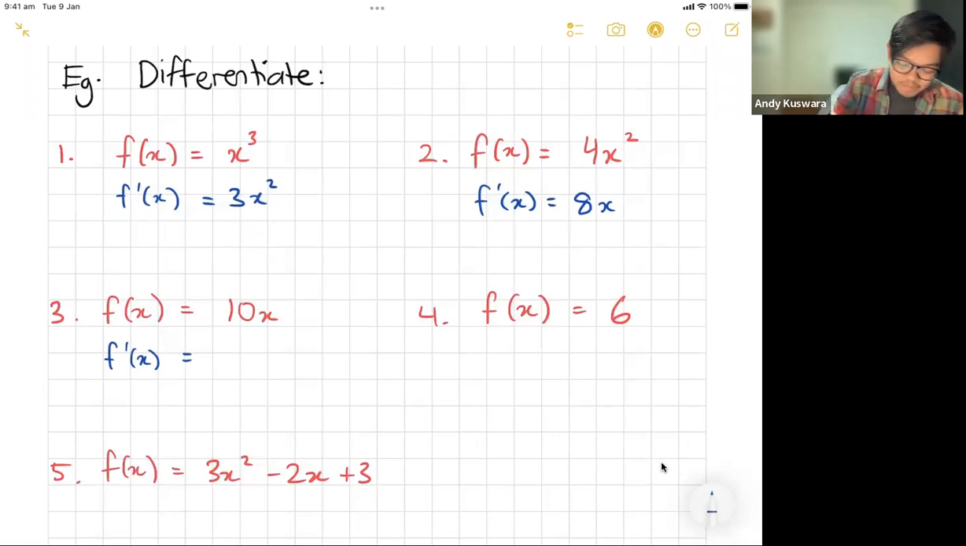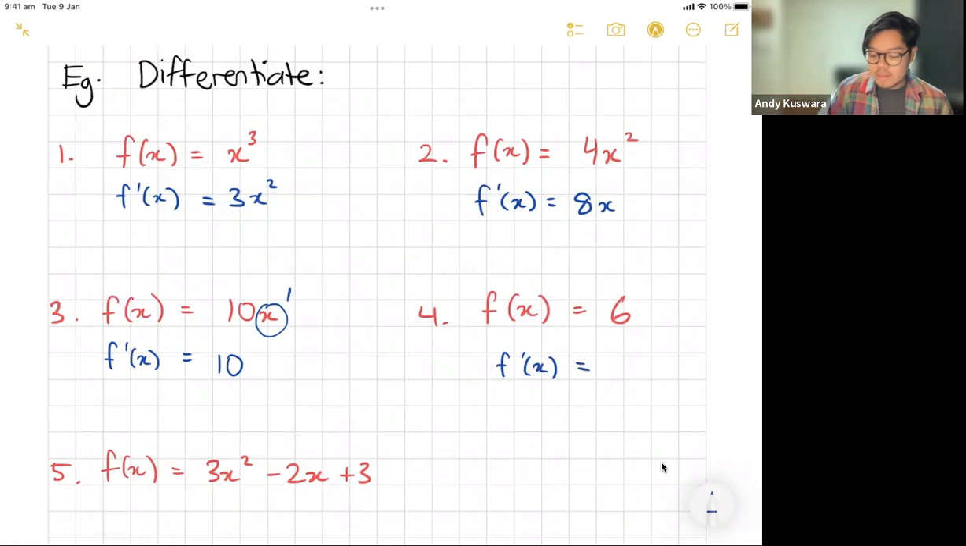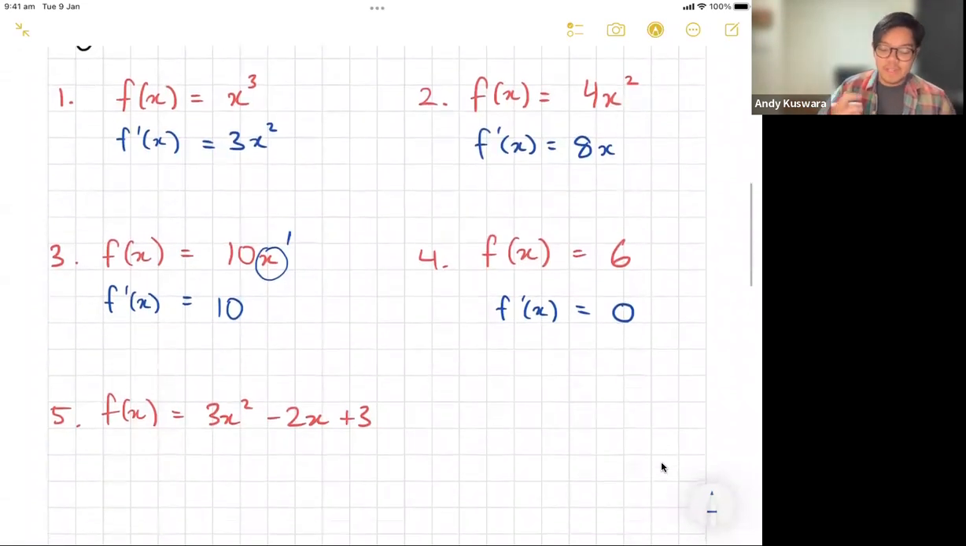Okay, f dash x. For this one here, if I have just a singular power of x, it just becomes 10. Because the power is secretly 1, 1 times 10 is 10, and then x to the power of 0 becomes just 1. So it's 10 times 1, it's just 10. The x will disappear. Okay, and if you have a number that doesn't have an x, notice there's no x's, so if you differentiate this, it actually just becomes 0. It just, poof, disappears.